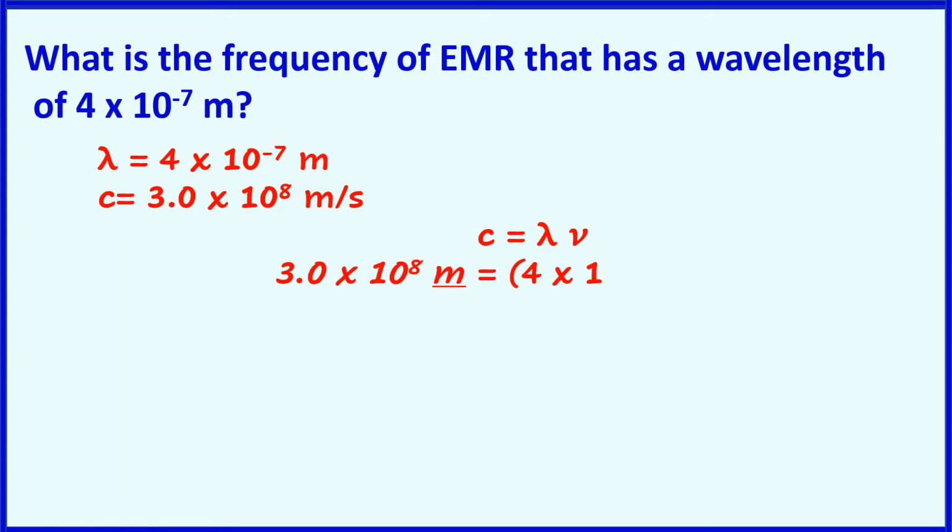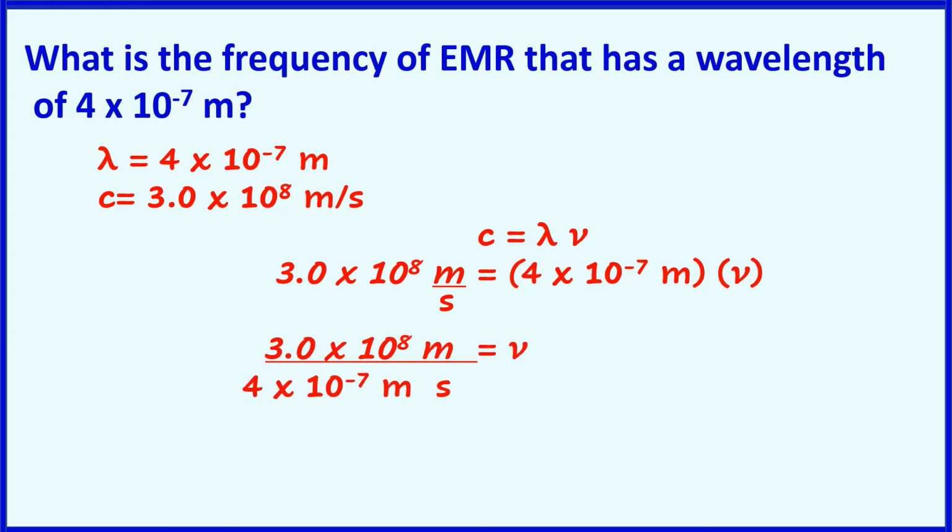Remember to include the units as you put the numbers in to help us figure out the unit for our answer at the end. And in this case, we can see in order to get frequency by itself, we need to divide both sides by 4 times 10 to the negative 7 meters. So when we do that, we're going to notice that meters is in the numerator and the denominator. So we're going to cancel out that unit. That unit disappears and we're just left with our seconds there.